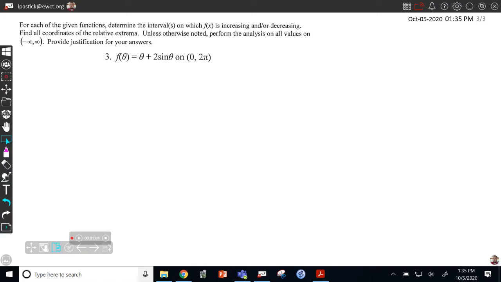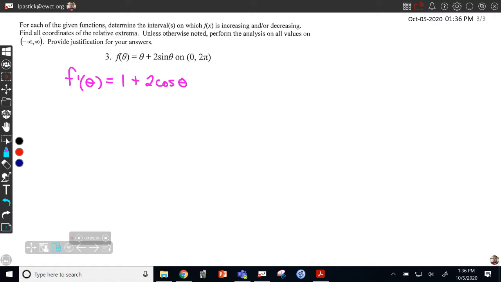So I'm going to do that and be right back. All right, so my derivative is f prime of theta equals 1 plus 2 cosine of theta. The reason I got that was because the derivative of theta is 1. It's a linear function, so its derivative is constant. And the derivative of sine is cosine, so we just leave the coefficient there.